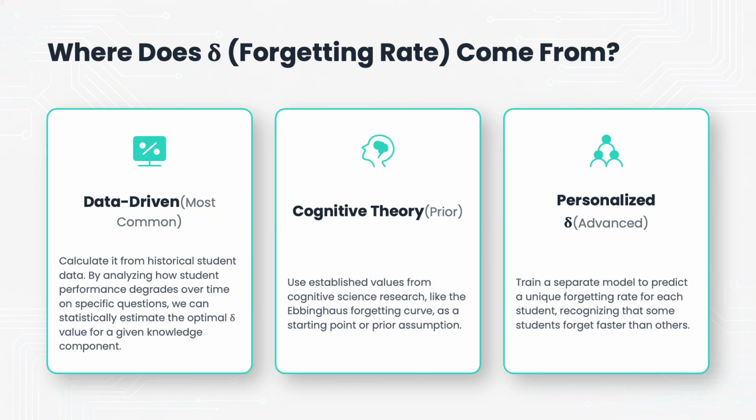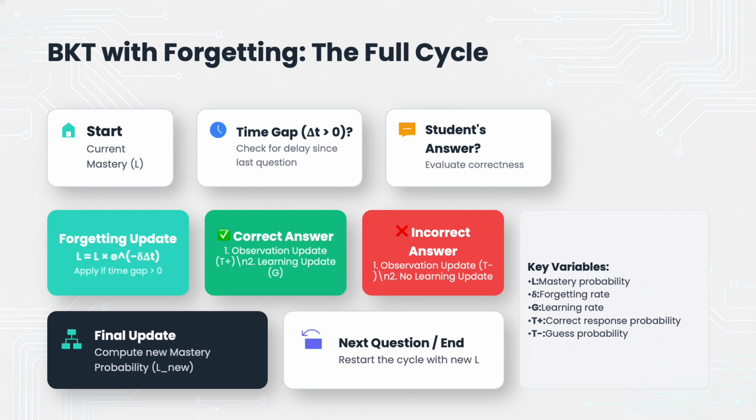Third, in more advanced systems, we can even create a personalized delta for each student, acknowledging that everyone's memory works a bit differently. To wrap everything up, here's a flowchart that visualizes the entire process of BKT with forgetting. Starting with the current mastery level, the first check is always, has time passed? If yes, apply the forgetting update.